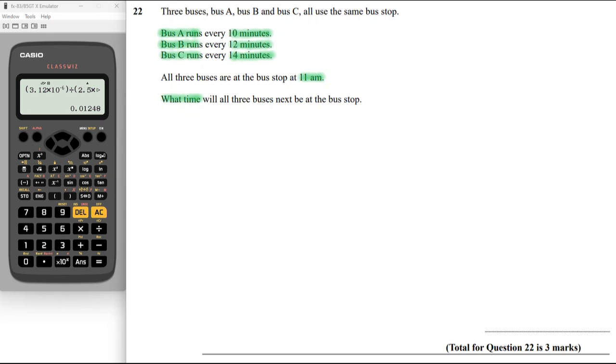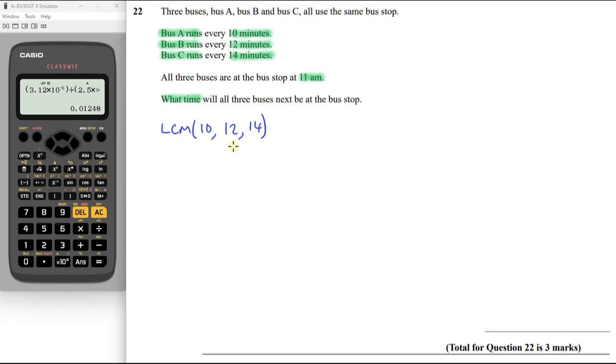Right, okay, so for this type of question, we need to find the lowest common multiple. So the lowest common multiple of our 3 numbers, 10, 12, and 14. Because we want to know when the next time is that they're all together. To do this, we could list out all of the multiples of 10, 12, and 14, and then look at when they all have the same multiple, but that's going to take a long time.